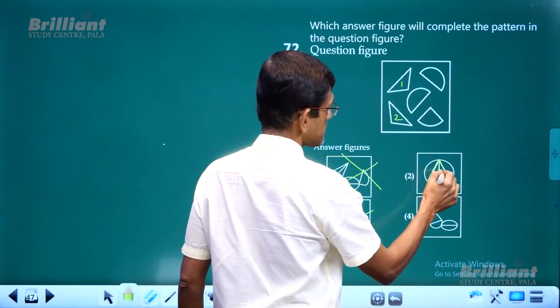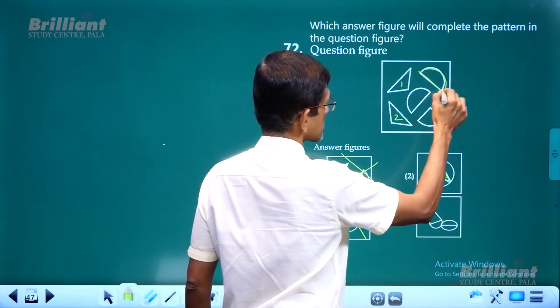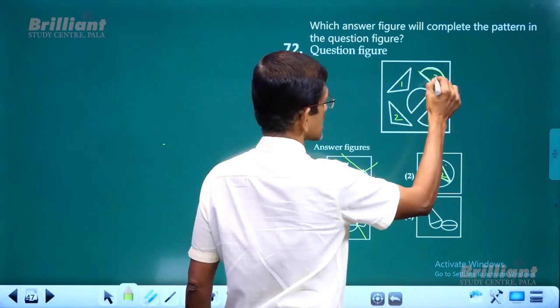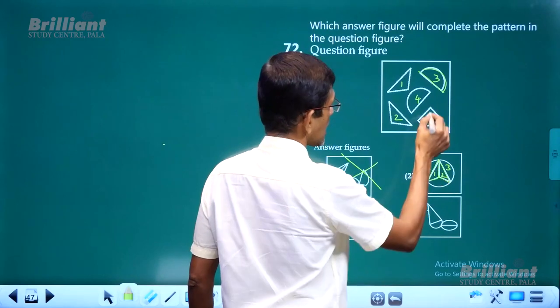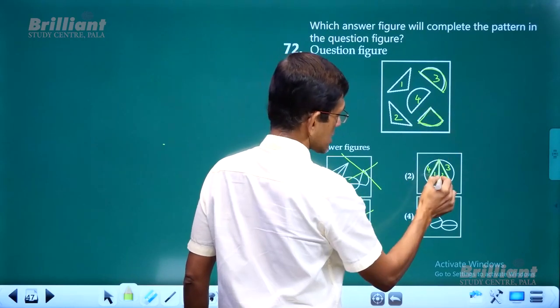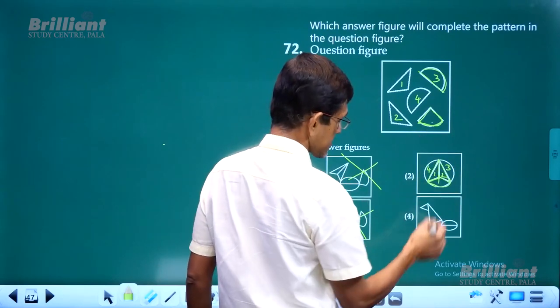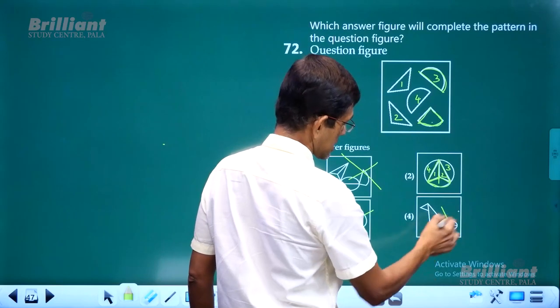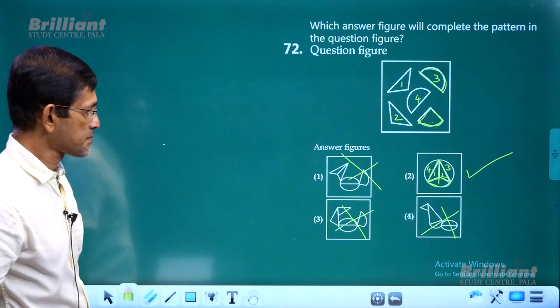One and two are here. How about these parts? Yes, it is here, so we can take it as 3, and this is 4, so 3 and 4 are here. And this conical kind of figure is here, not exactly as it is, but it can be here. And this one cannot be the answer, you can rule it out. So 2 is the best answer.